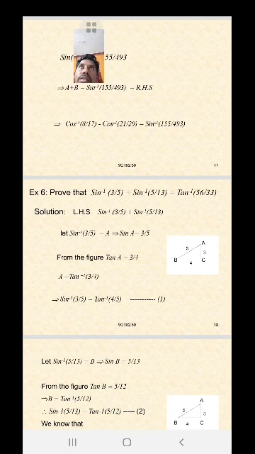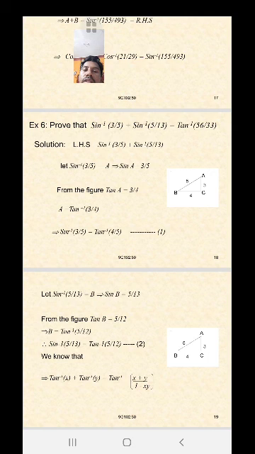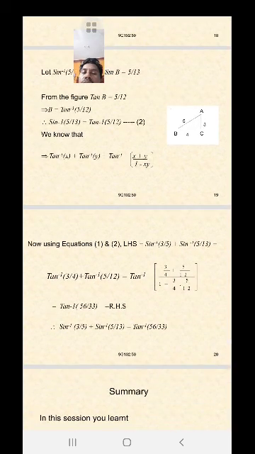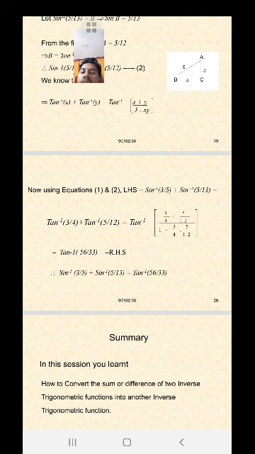Next question, prove that sin inverse of 3 by 5 plus sin inverse of 5 by 13 equals tan inverse of 56 by 33. Consider the first term as A. From that we can find tan A as 3 by 4, and consider the second term as B, and from that we can write tan B as 5 by 12 by diagram. Then we know that tan inverse x plus tan inverse y equals tan inverse of x plus y by 1 minus xy. After substitution we get tan inverse of 56 by 33. This is the RHS.